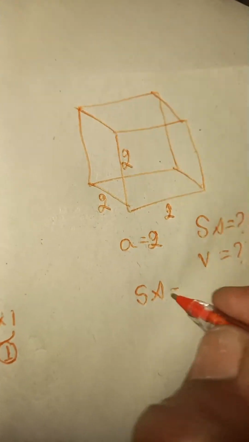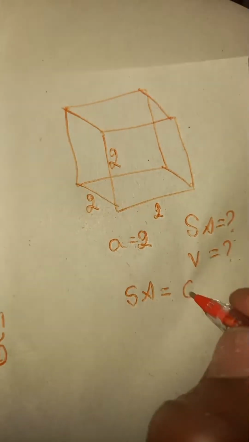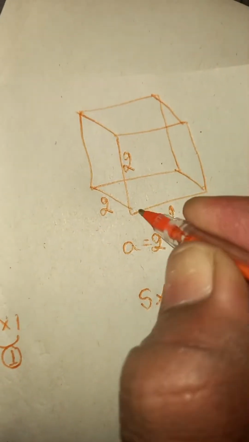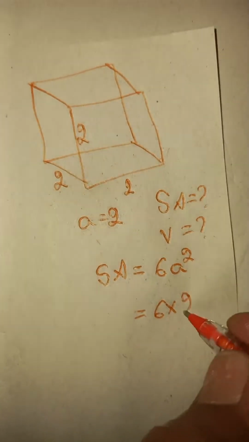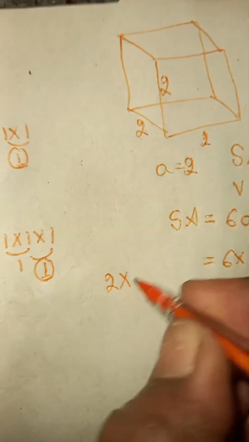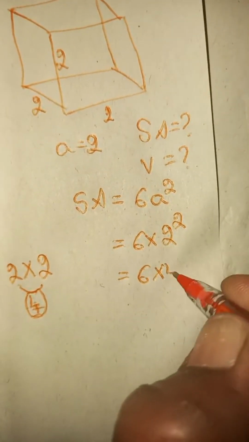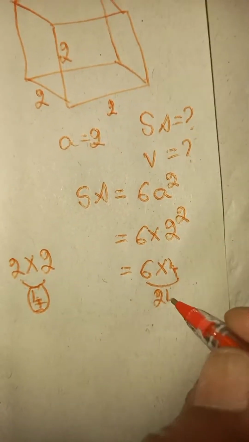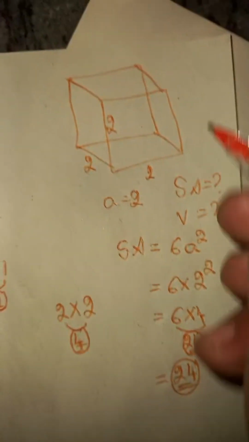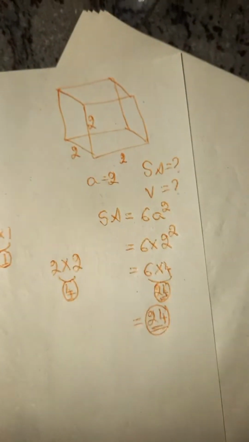That is the surface area of this cube. You can write it as 6a square, which is equal to 6 times the side length, which is 2 units, 2 square. Now 2 square means 2 times 2, which is 4 units. So it is 6 times 4. 6 times 4 is 24. So the surface area of the cube is 24 square units. That is the complete surface area of the cube.